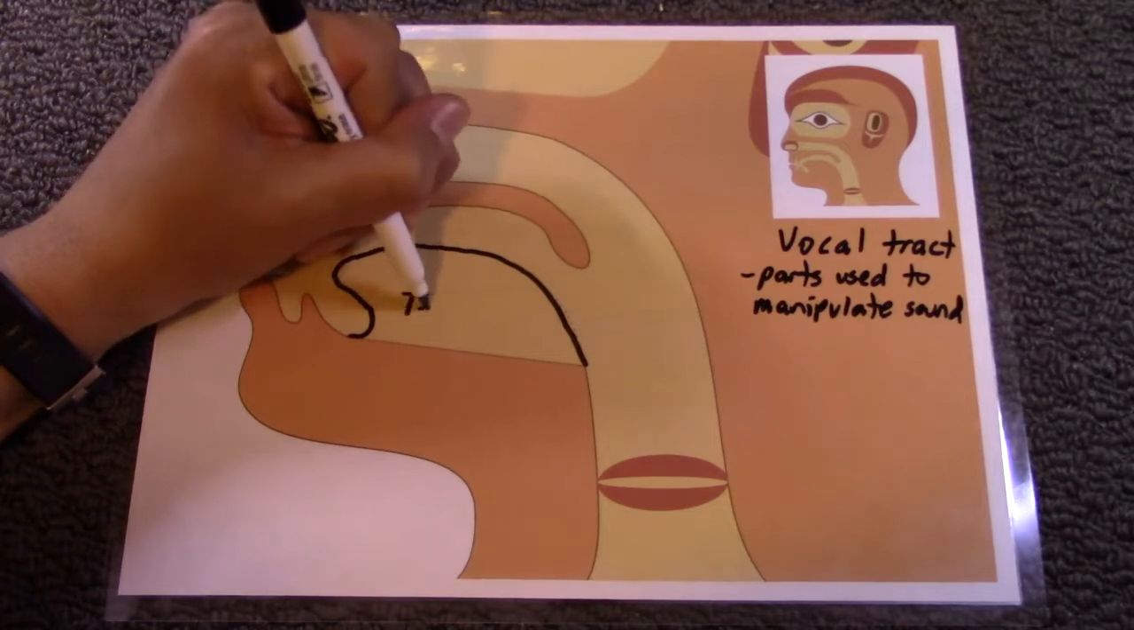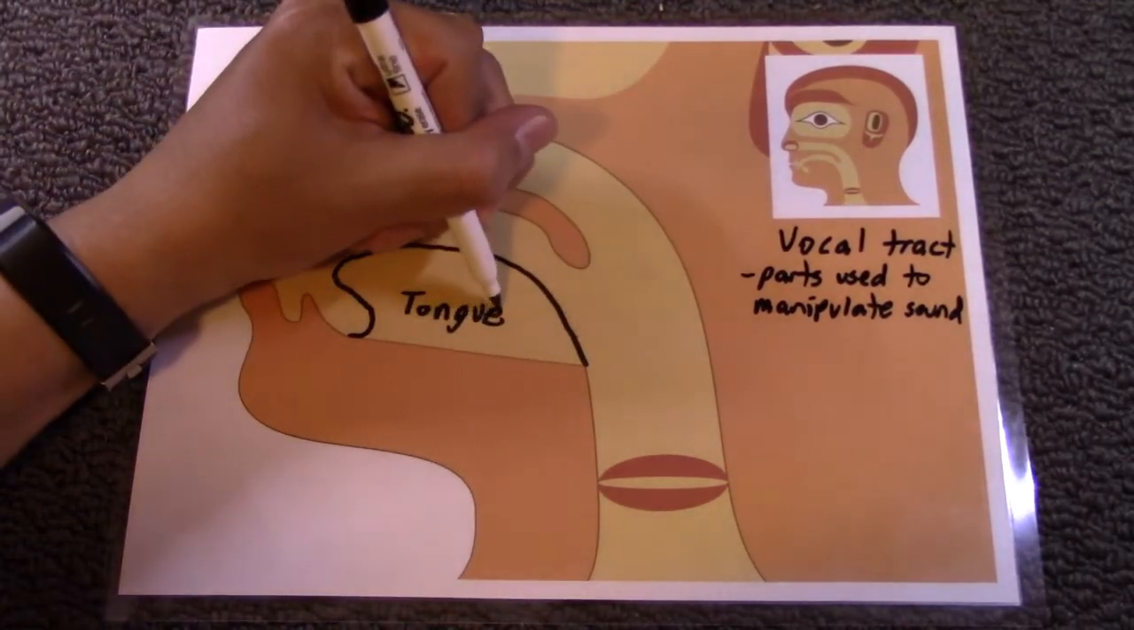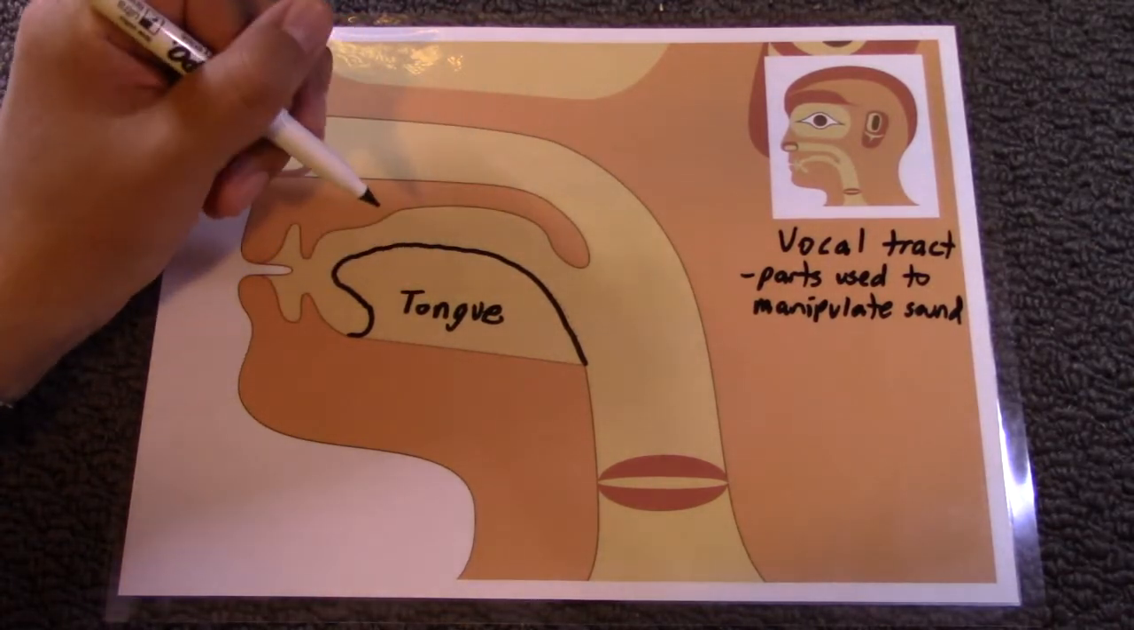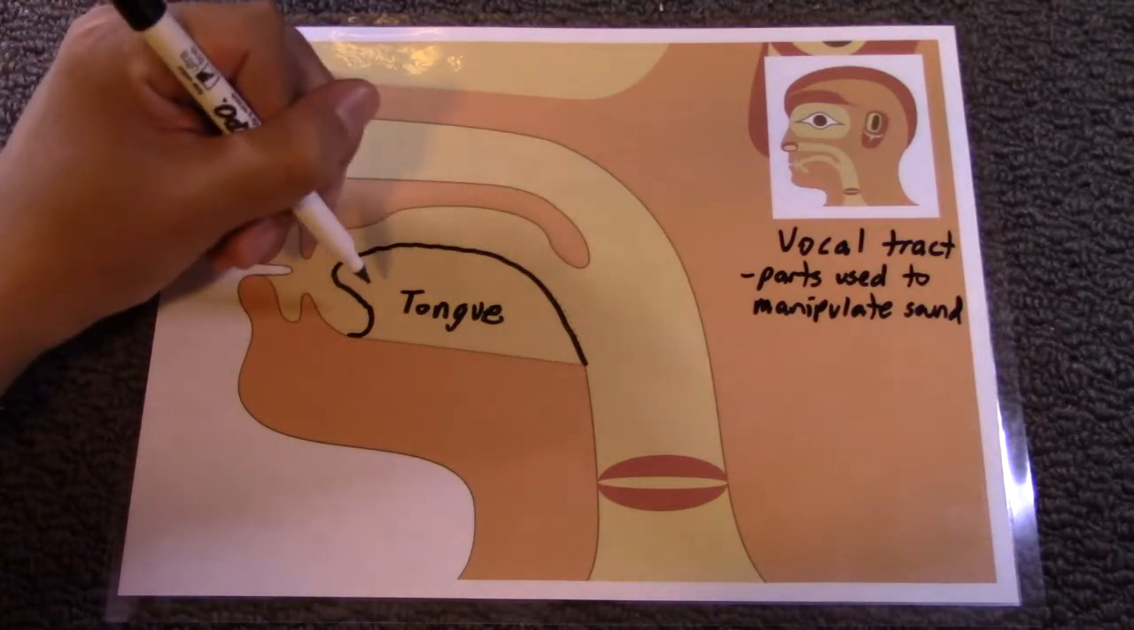So this is your tongue. It's a very important part of your vocal tract. It's involved in most of the sounds that you make. It changes shape, it changes position, that changes sound.